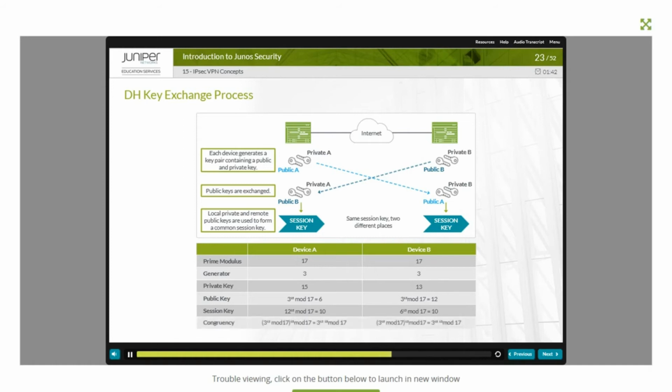If you break down each side's calculation, you can see the functions are congruent, and that is where the magic happens. A: (3 power 13 mod 17) whole power 15 mod 17 equals 3 power (13 times 15) mod 17. B: (3 power 15 mod 17) whole power 13 mod 17 equals 3 power (15 times 13) mod 17.